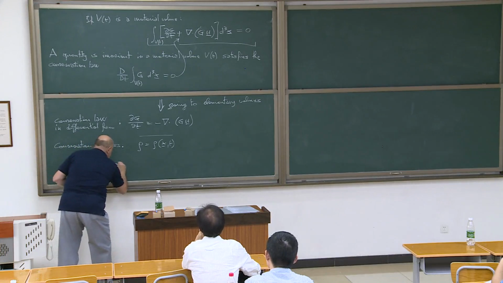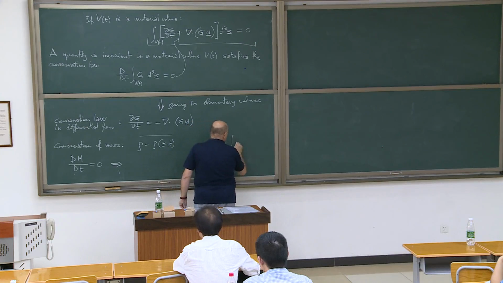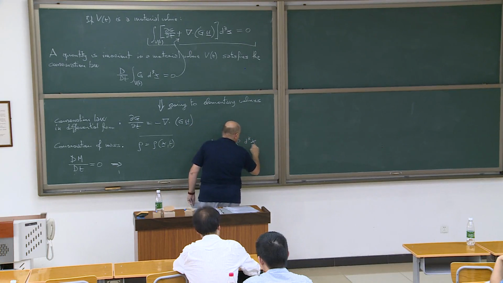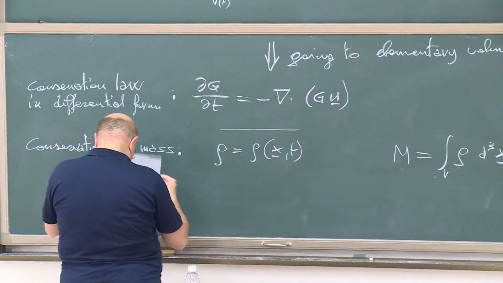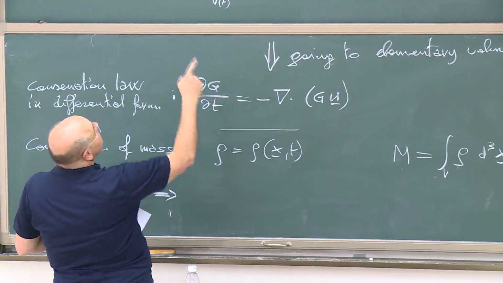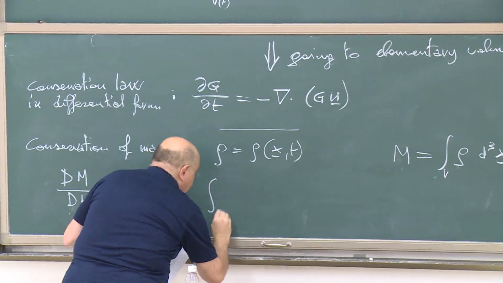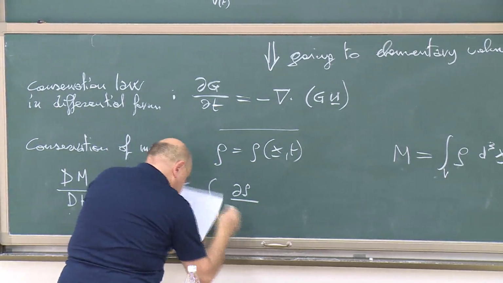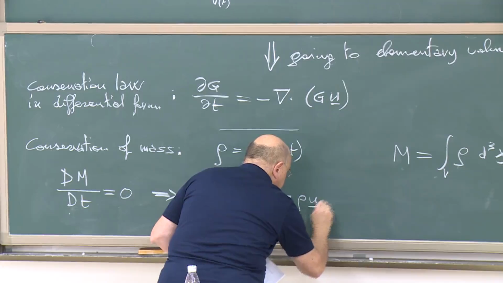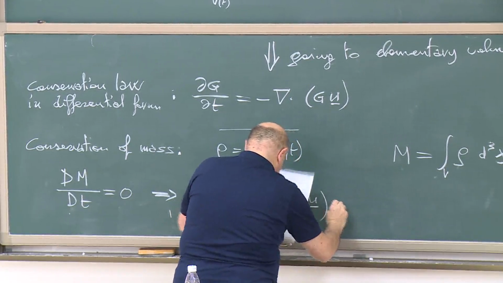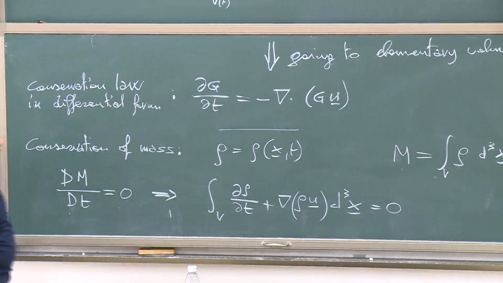And we have the conservation of total mass with respect to time that is written like that. And that gives us m, the mass being the integral of rho in d3x. This is density, remember. And that means that if this is true, we have the integral form. So we have the integral over the volume of the derivative of rho with respect to t plus the divergence of this quantity rho u, and this integration over d3x is equal to 0.